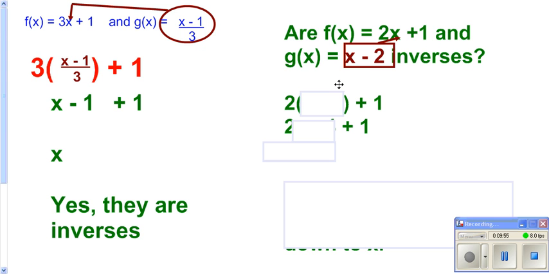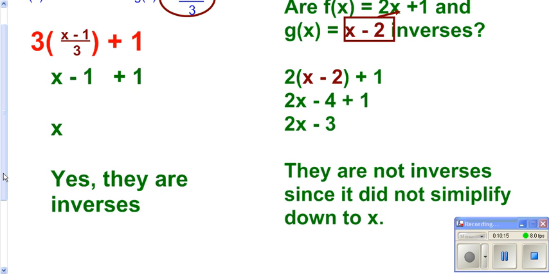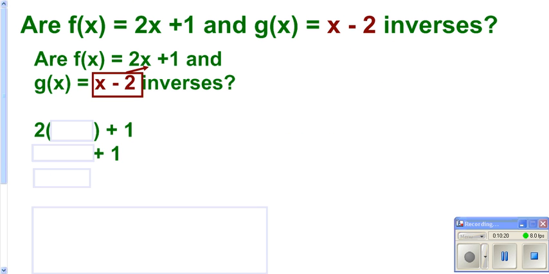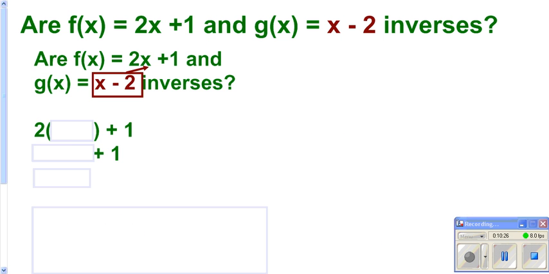Let's check to see if these are inverses. So I'm going to take this right here and plug it in for x. So I'd have 2 times my input plus my 1. Distribute through, combine my like terms. Since it does not reduce down to x, they are not inverses of each other. They are only inverses if you take one and plug it into the other and it reduces down to x. And we got the same problem again, so sorry about that.